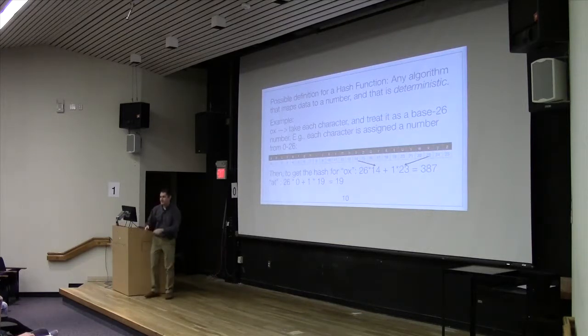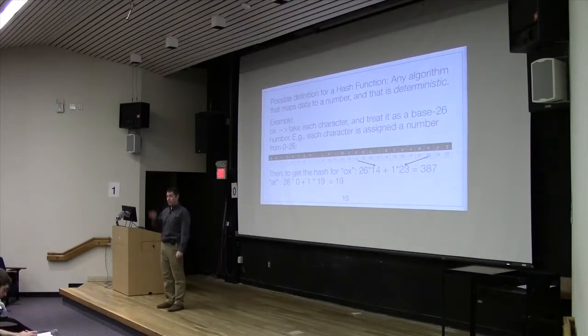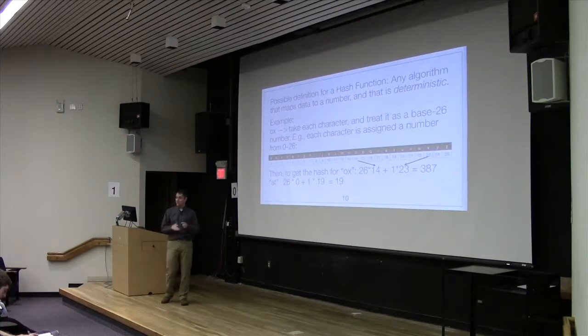Can you explain again why you multiply 23 by 1, but multiply 14 by 26? Sure. Think of it this way. Let's say I had the number 45. Well, 45 is 4 times 10 plus 5 times 1. All it is is the base you're dealing with. So in this case, it's going to be 14, the character position, times 26 raised to the first power, just like doing a number. Good. Anything else on this?